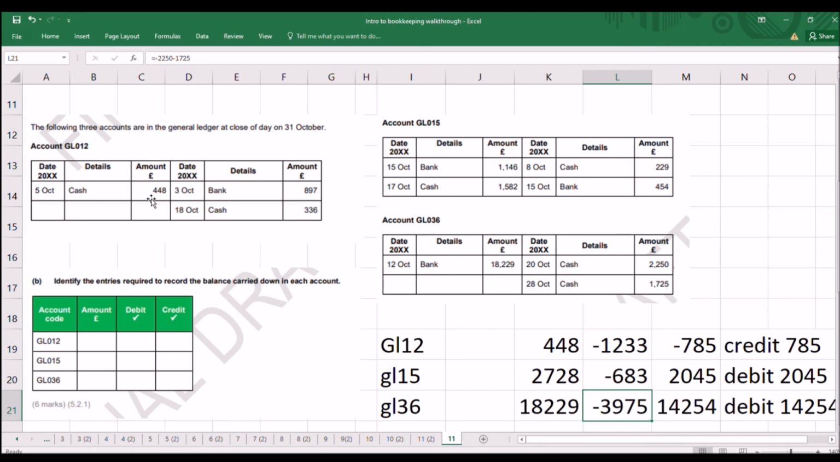So cash figure 448 in the balance on the debit side, and then minus 1233, which makes minus 785. And a minus figure is a credit, so that would be credit 785. You don't put the minus in, but that would be 785 credit. And then this one here is 2728 minus 683, which is 2045. And because it's a positive, it's a debit. And then this one here is 18229 minus 3975, which is positive 14254, and because it's a positive, it's a debit, so 14254 debit in there.